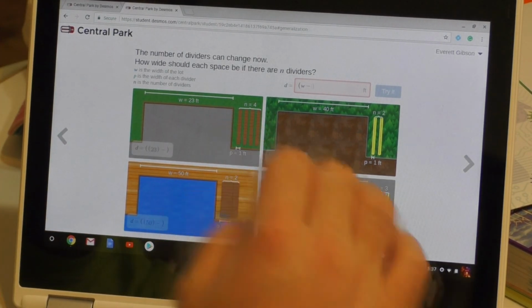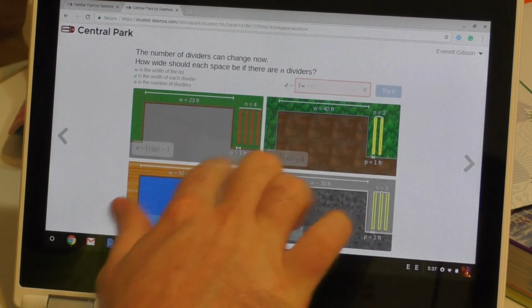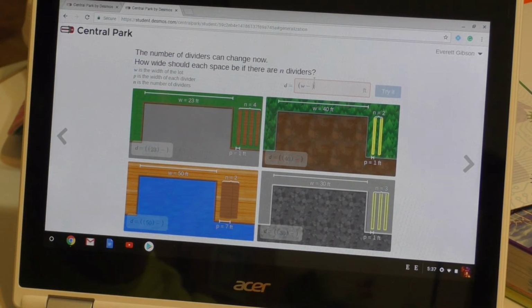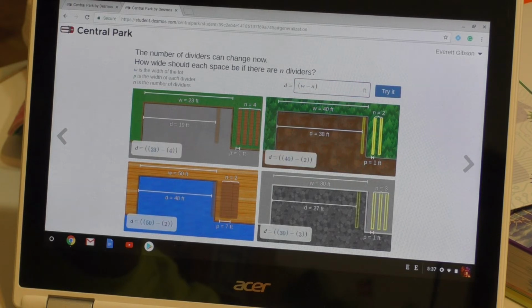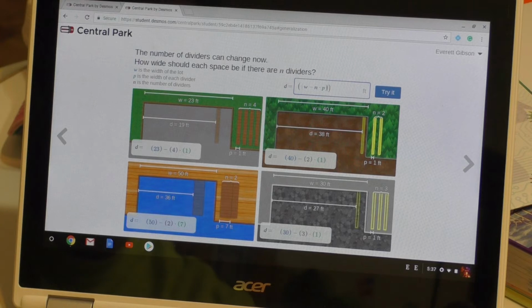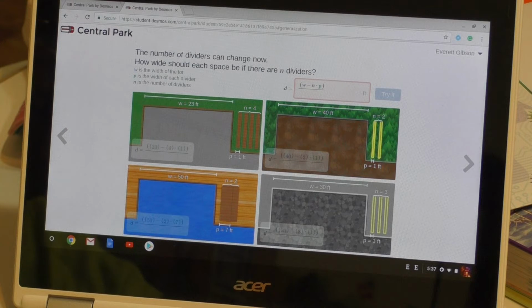So I have W minus. Usually I was using 3 because we had 3 dividers, but here we have different numbers of dividers. So N stands for the number of dividers. So W minus N times P, which is the width of each divider. And here's the hard part. We usually divide by 4 because we had 3 dividers. But if you think about it, however many dividers you have will make 1 more spot than that number of dividers. So like when we had 3 dividers, we made 4 spots.